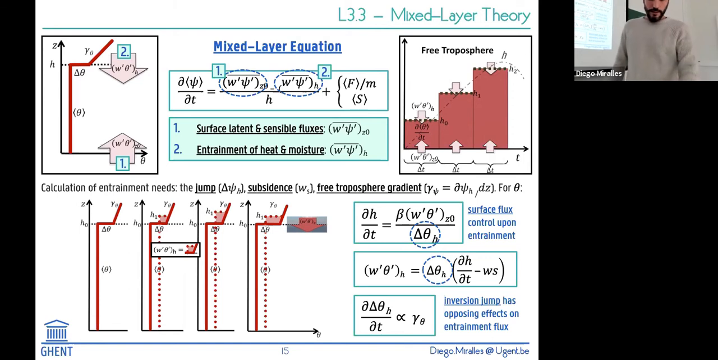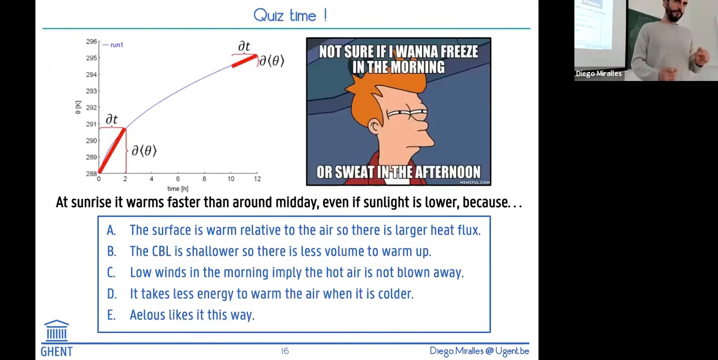So now, let's see if we understood. This is the question, and then we will take a break. At sunrise, the surface and the air warm up faster than at midday. And that is despite the fact that at noon, of course, the incoming solar radiation is a lot larger, right? So how can it be that in the morning, when we're receiving less sunlight, the air is warming up faster than it will warm up later?